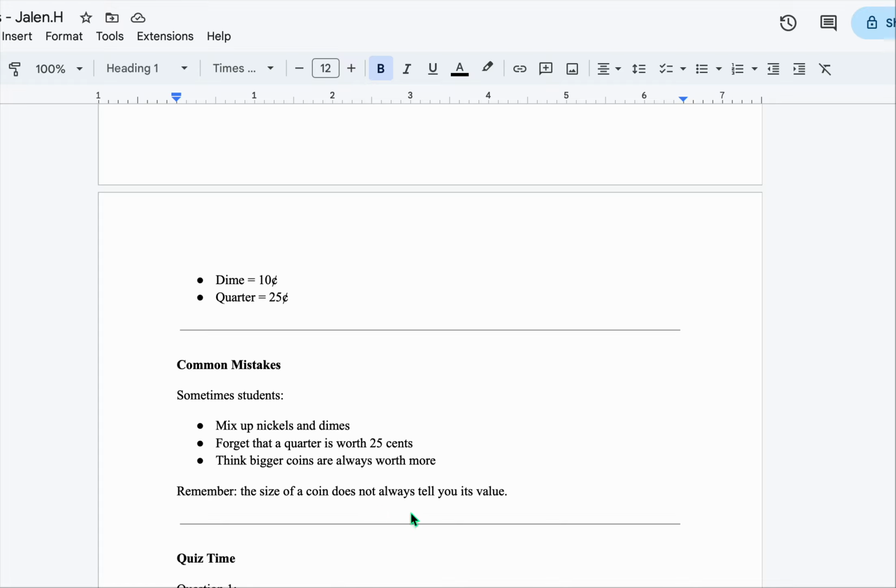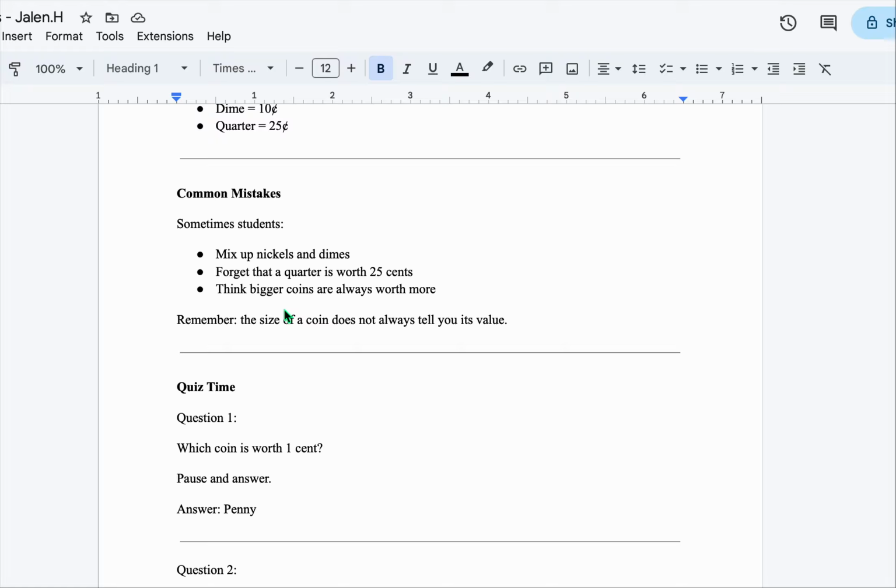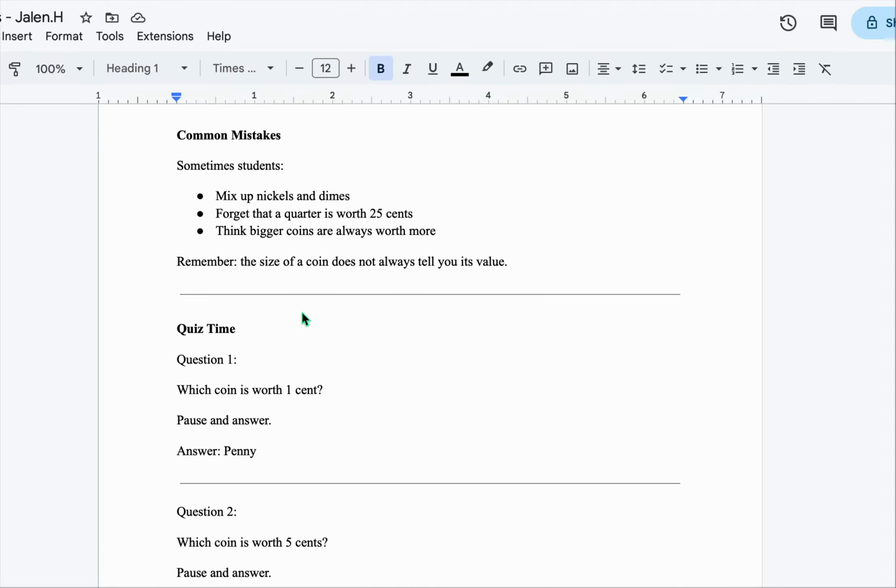The size of a coin does not always tell you its value, but it does help by color and just remembering distinct factors. Jumping back into quiz time, this is a little more extended and more in depth than the original one from the first lesson plan. I would just ask which coin is worth 1 cent. I'd pause and let them answer: a penny.